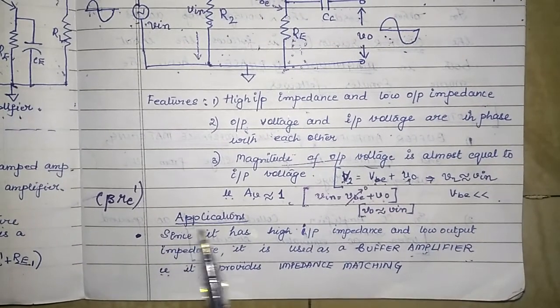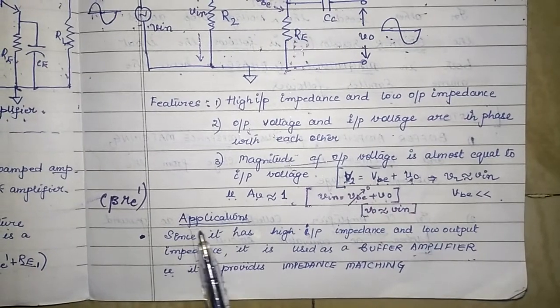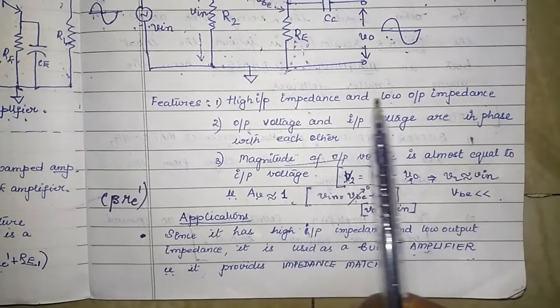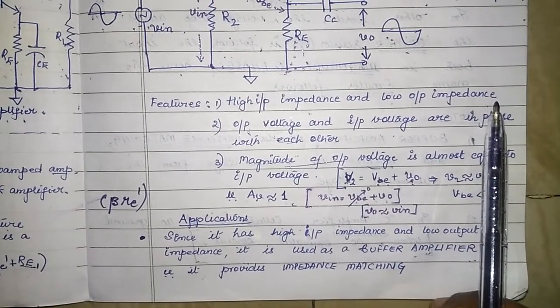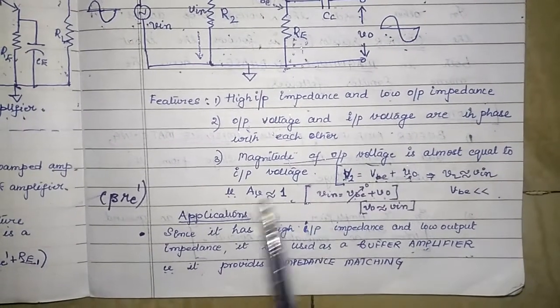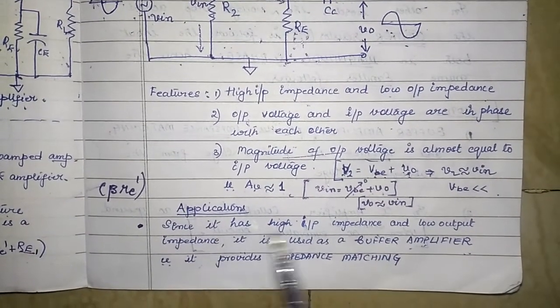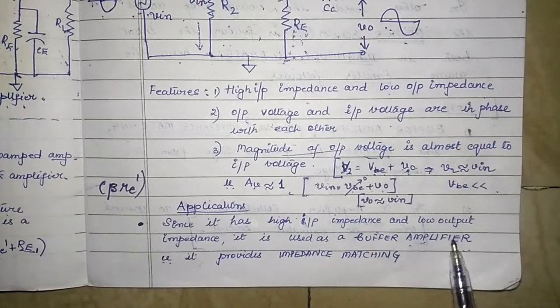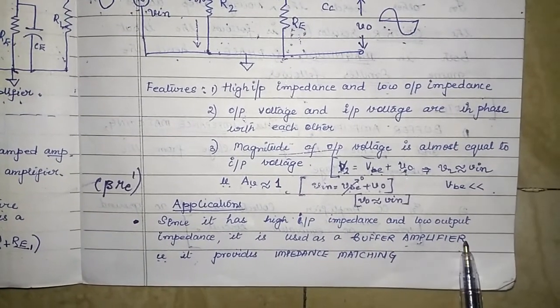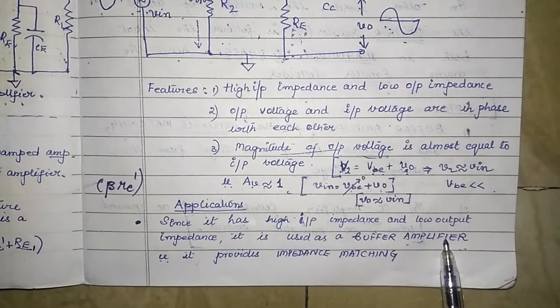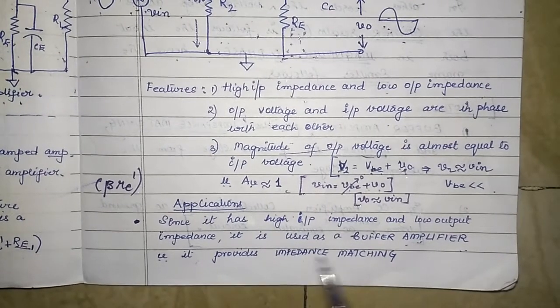Okay, now let us see what the applications are. This is a very important feature of a CC amplifier. As a consequence of this, it can be used as a buffer amplifier. Now what is the role of a buffer amplifier? A buffer amplifier is a circuit that provides impedance matching.